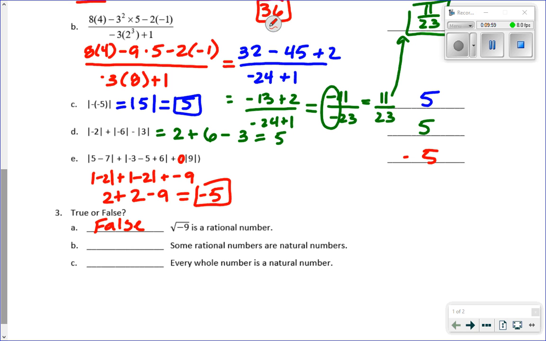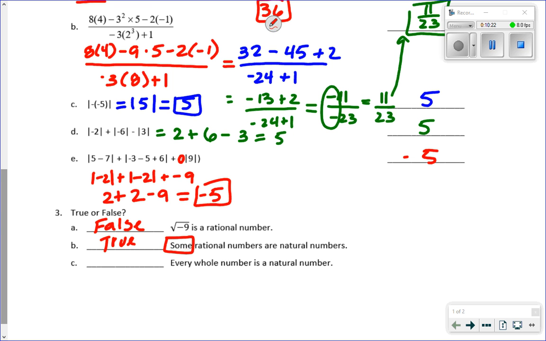Okay, part B, some rational numbers are natural numbers. So remember, natural numbers are numbers starting at 1 and going in the positive direction. They're all the counting numbers. So since it says the word some here, that means it's true, because some rational numbers are natural numbers, but not all of them. And part C, every whole number is a natural number.